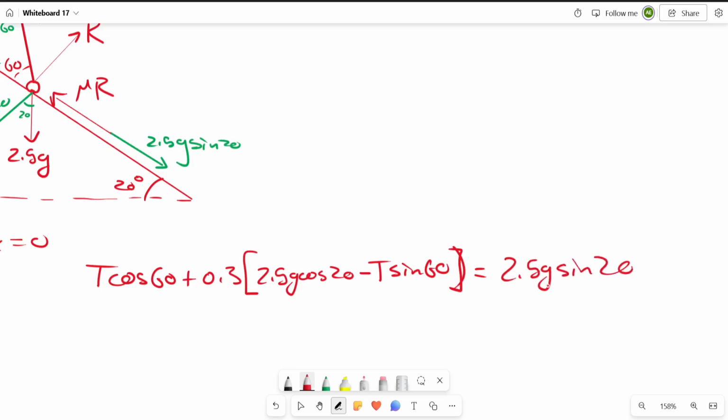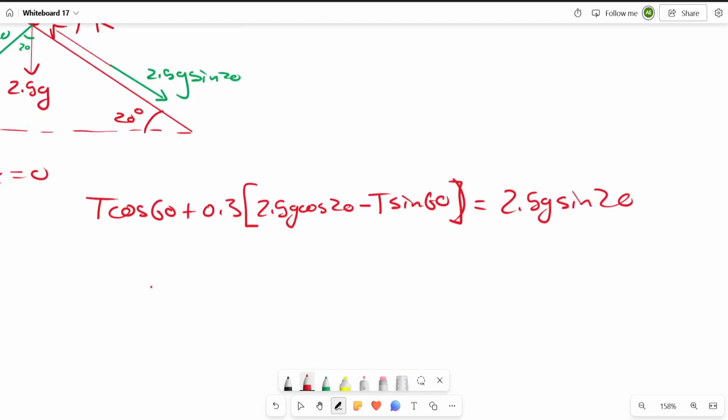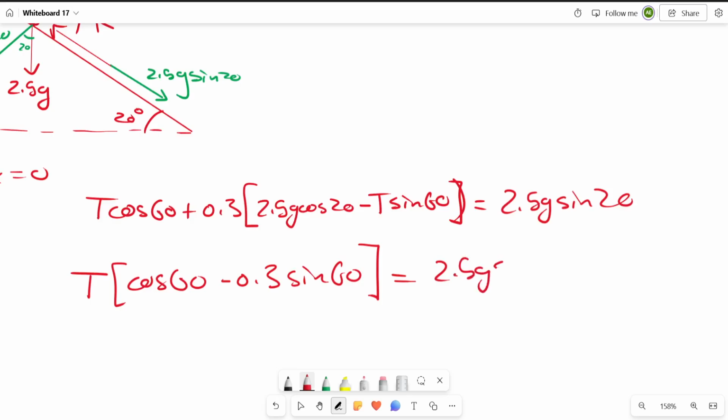And now I can solve this equation for t again. So I'm going to have a t out common of this cosine 60, and then this is going to be minus 0.3 sine 60, and then equal 2.5 g sine 20. I'm doing this fast because I want to cover a lot. You can make sure of it in your own time.